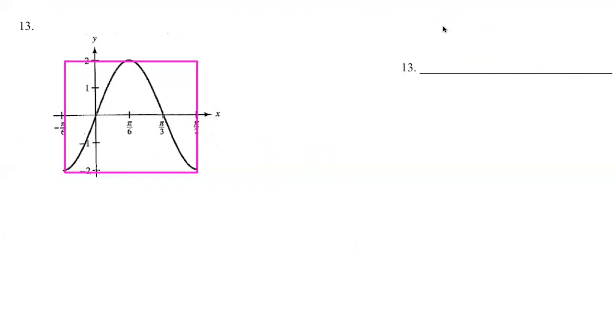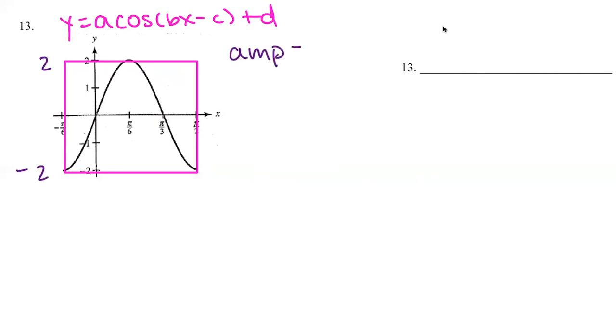So it looks like we have a cosine curve. y equals a cosine of bx minus c plus d. Let's talk about a first. Our frame stretches from negative 2 to positive 2. So it appears that our amplitude is 2, but this cosine curve is starting in the bottom corner. So a is going to be a negative 2.